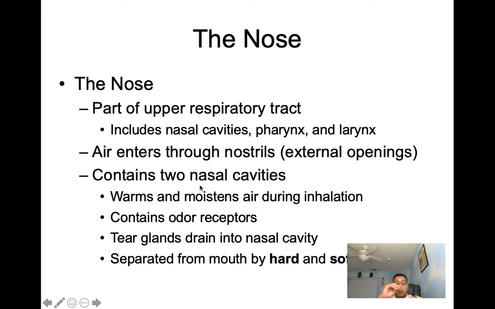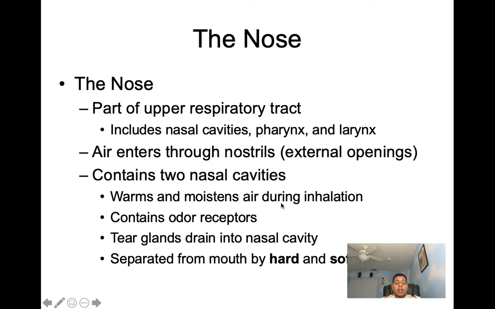So air enters through the external openings, the nostrils, and then the nasal cavities are separated from one another by the nasal septum, which is composed of bone and cartilage. Mucous membranes are going to line the nasal cavities. Odor receptors are on the cilia of cells that are located high up in the nasal cavity. So it contains odor receptors. And it warms and moistens air during inhalation.